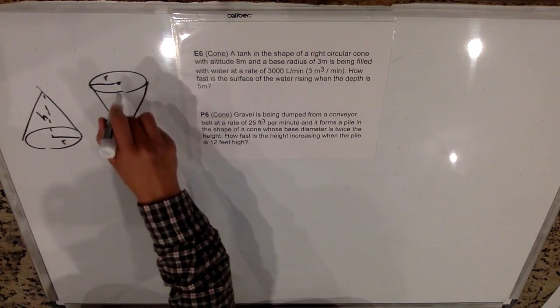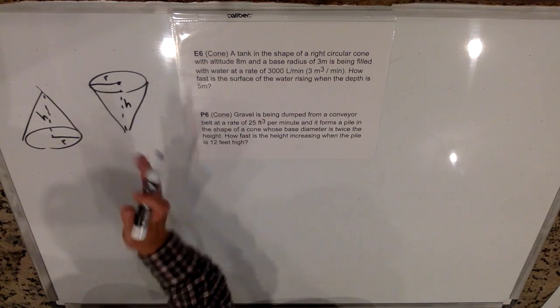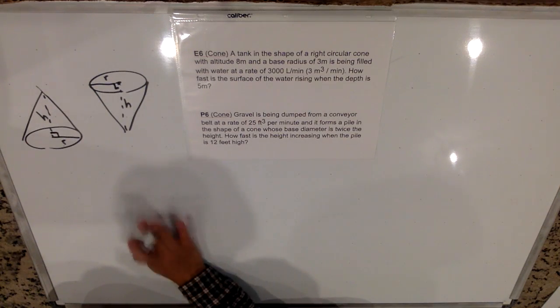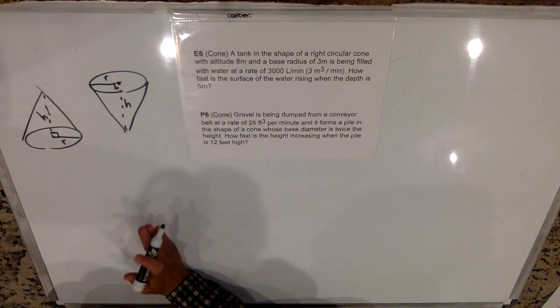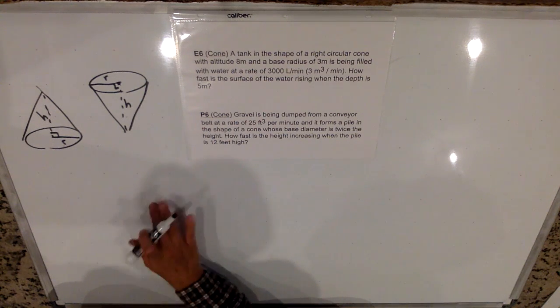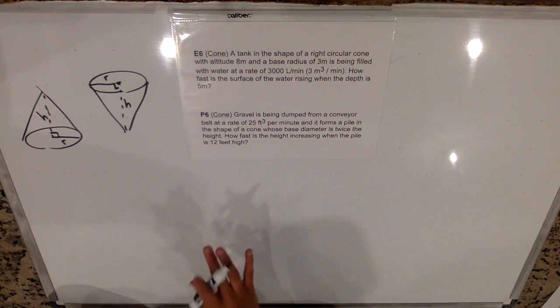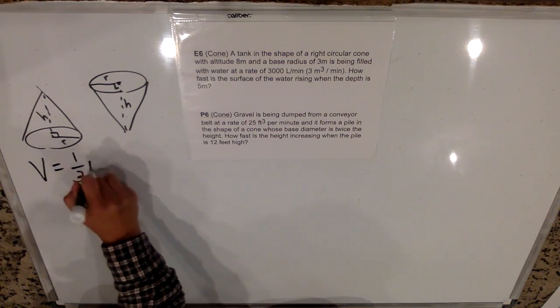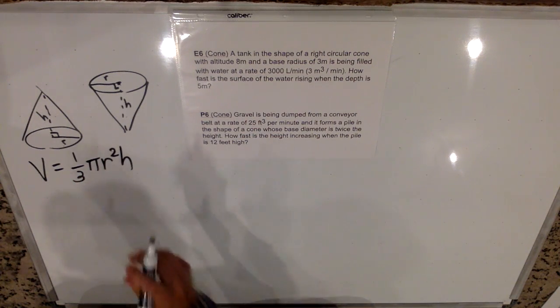Now these are both right cones, right? The height's not on a slant, but we're going to assume that we're always dealing with a nice happy right cone. So they have a height that comes directly from the center of the circle up to the vertex of the cone. The volume of a cone is 1/3 pi r squared h, okay?